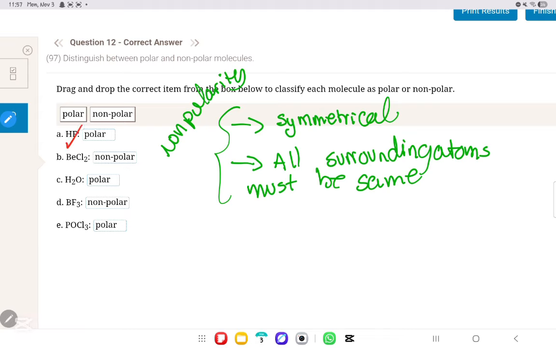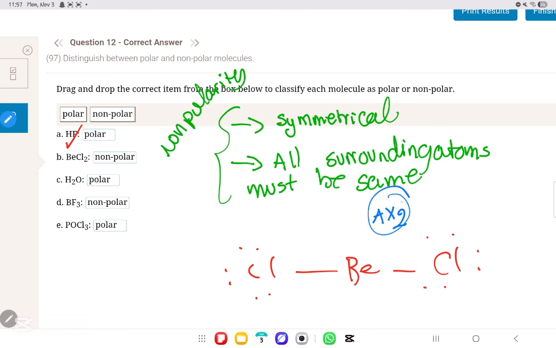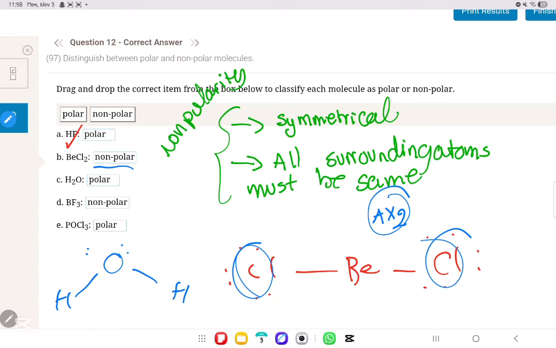Now, BeCl2, if you drew it, it would be like this. And it's a linear structure. So what's the species? It's AX2. AX2 is symmetrical, and both surrounding atoms are the same, so for sure it's gonna be non-polar. H2O, it's like this. It's a bent V shape, right? So this is AX2E2, so it's not symmetrical. So directly we say that it is polar.